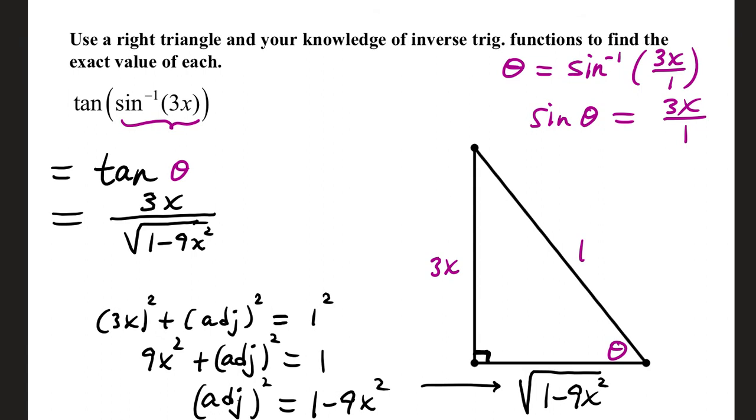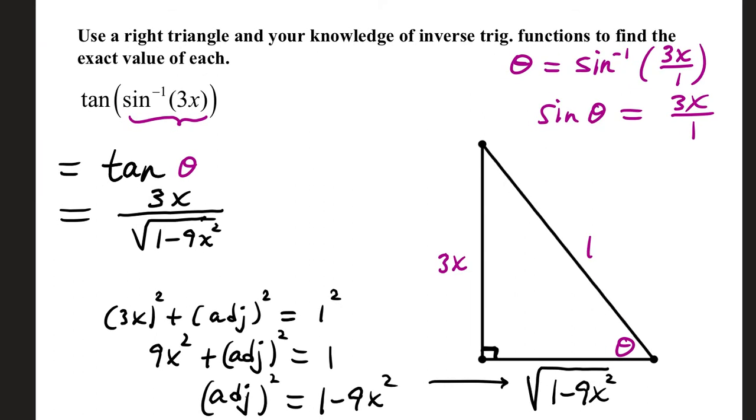Use a right triangle and your knowledge of inverse trig functions to find the exact value of this one. With this one, we have tangent of sine inverse 3x. Inside, because this is a composition, we start here. Theta is equal to sine inverse of 3x. You can create a fraction by putting 3x over 1. Take the sine of both sides. Sine theta is equal to 3x over 1.